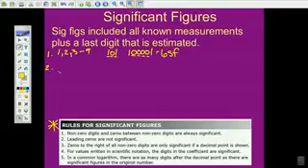Number 2, leading zeros are not significant. That means if I have a decimal point and I have all these zeros and then my number, this number still only has 1 significant figure. All these zeros do not count.